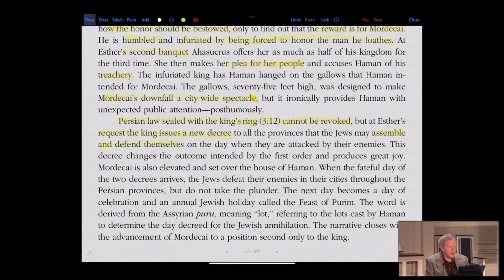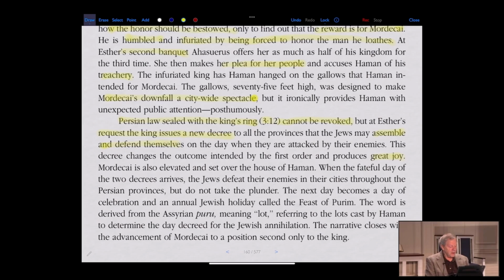And when the day happens, it changes the outcome intended by the first order and produces great joy and celebration among the people in advance of this, because now they look at that day not as a day of dread, but a day that will be, by God's grace, a day of victory.